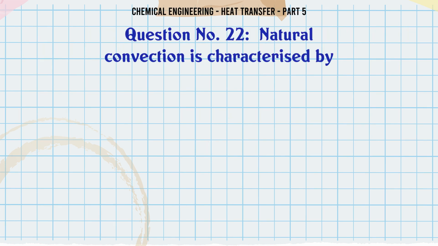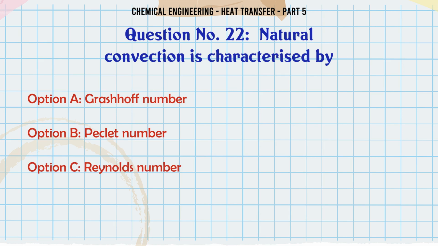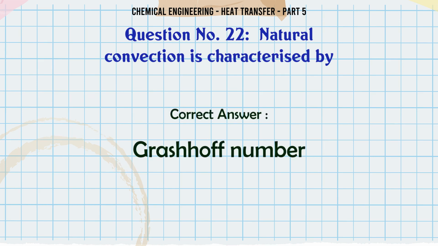Natural convection is characterized by: A. Grashof number. B. Peclet number. C. Reynolds number. D. Prandtl number. The correct answer is Grashof number.